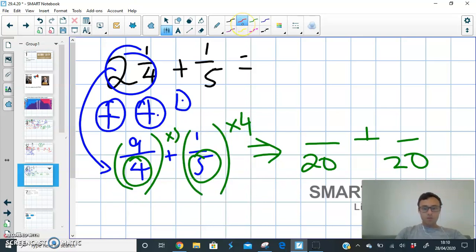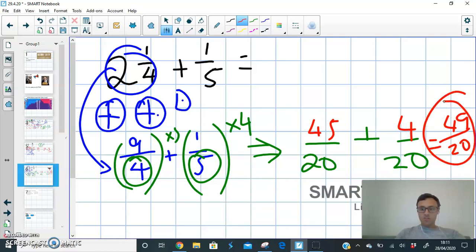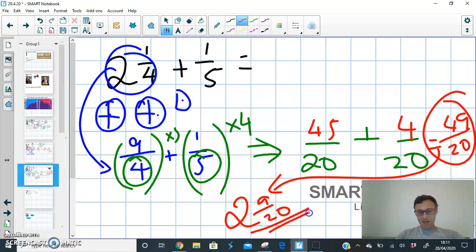Okay, so 9 fives, 45. 4 times 1 is 4. Add those together, 49 out of 20. That's improper, so convert it back to a mixed number. How many 20s go into 49? It's 2. With what's left, 9 out of 20. Okay, and that would be your final answer.